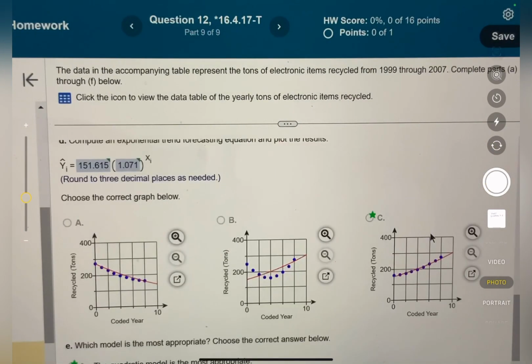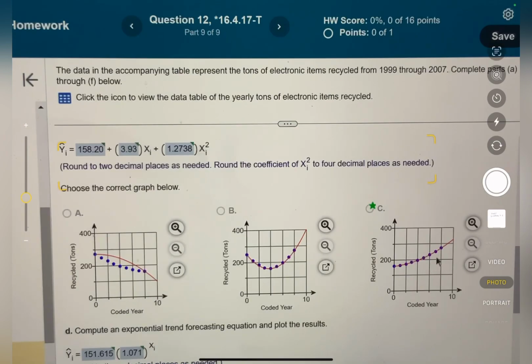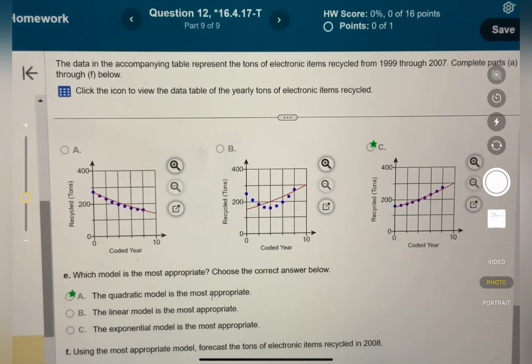And the exponential one, this line is a little bit above the trend. Here everything is sitting on the line. So I would say this quadratic trend is going to be the best fit. Oh, quadratic model is the most appropriate. Okay, we got that one too.